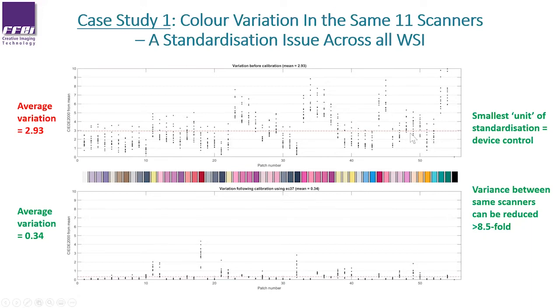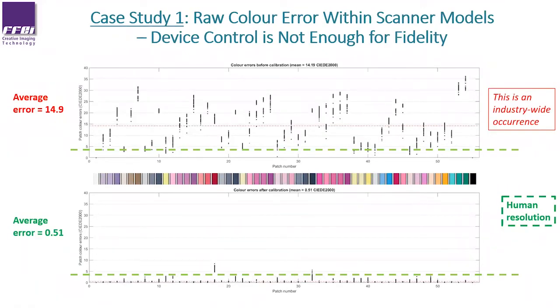However, this variation in scanner color, and therefore the variation potentially inherited by tissue images, can be reduced by over 8-fold on average by Sierra. So what is the impact of this on tissue analysis? It indicates that device control is not enough for color fidelity. Furthermore, looking at the raw color differences from the same 11 scanners shows an average error of nearly 15, some 4 to 5 times that of average human visual resolution.